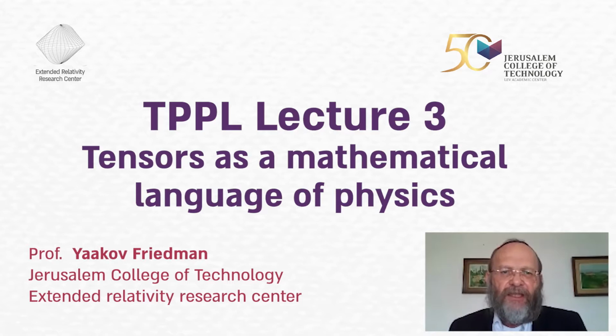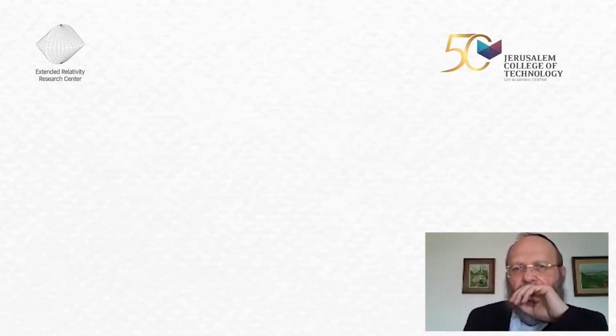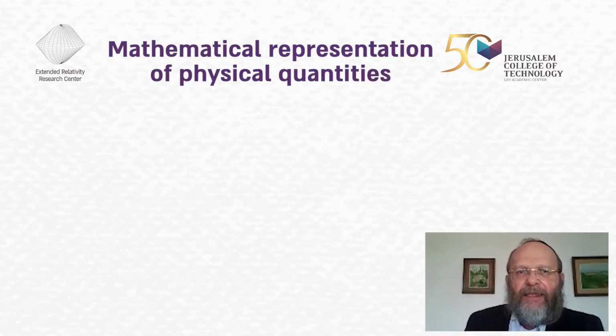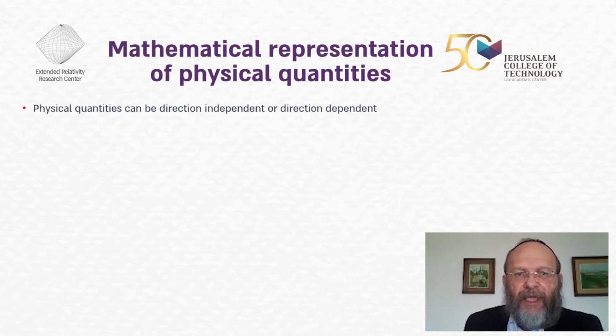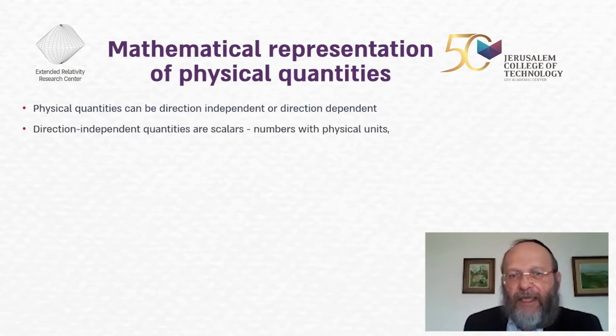So the topic of this lecture is tensors as a mathematical language of physics. Okay, we start with the mathematical representation of physical quantities. Physical quantities can be direction independent or direction dependent. Direction independent quantities are called scalars, which are always presented by a number with physical units, meters, seconds, newtons, etc., as you've seen in the homework.